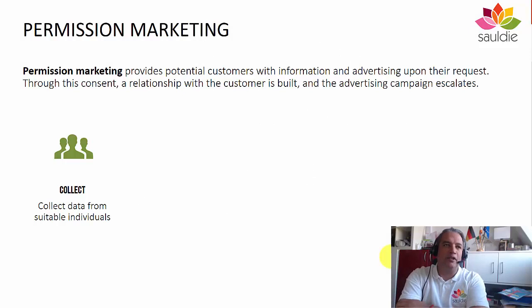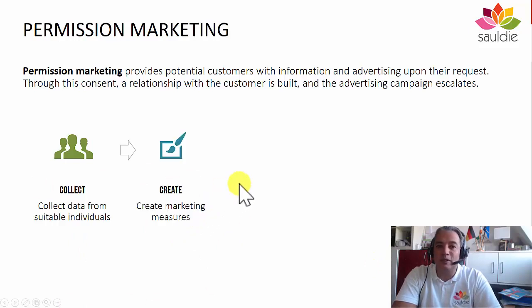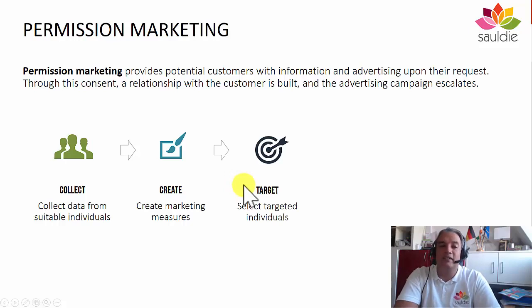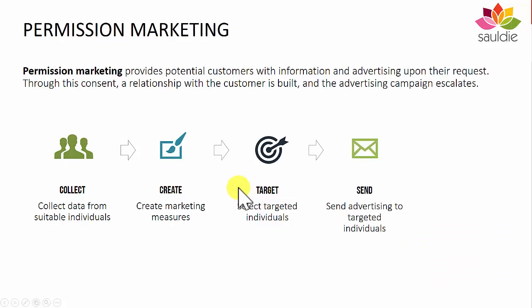Permission marketing is the next step. Many people have a newsletter and they don't understand that permission marketing is very, very important for newsletters, because in newsletters you can now collect data, but we shouldn't only offer one newsletter, we should offer many. Why? Because we can target the customer. We can ask the customer, hey, are you interested in topic A, B, or C? And then we have the permission to send him material on the topic. And that means if we collect data from suitable individuals, we can create marketing measures, select targeted individuals, and send them advertising through targeted emails.